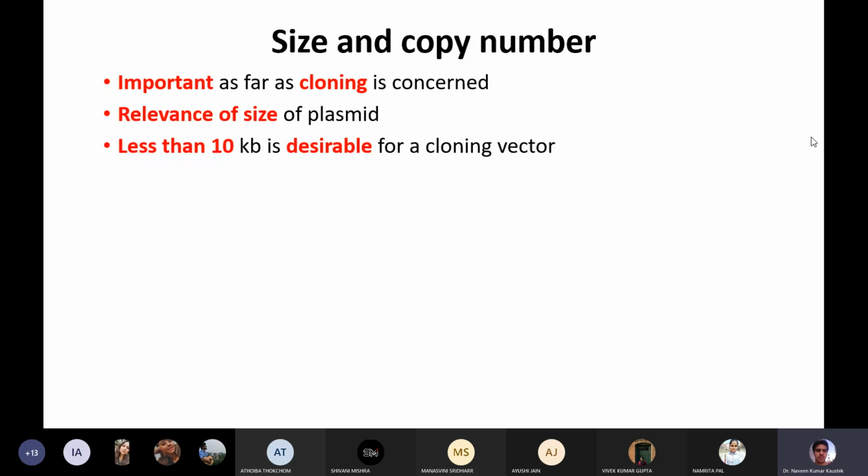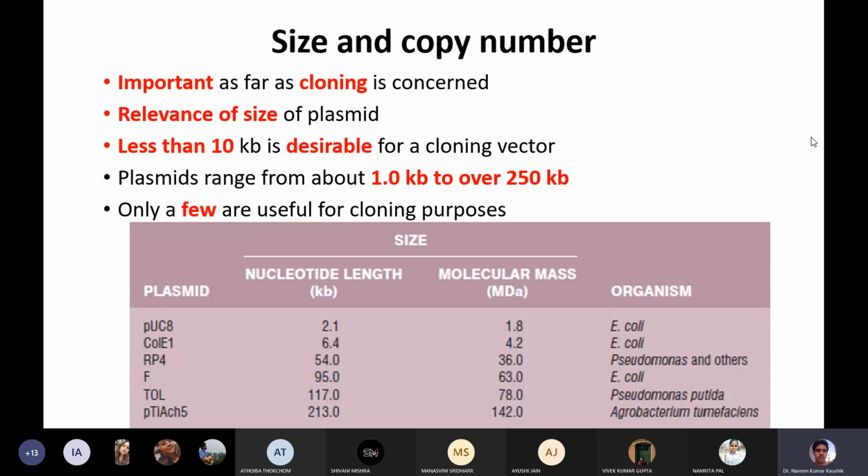Less than 10 kb is desirable for a cloning vector. If it is less than 10 kb, then you can load it. But when you talk about natural plasmids, they can exceed that size because they are present in their natural host. Plasmids range from about 1 to over 250 kb in size, and only a few are useful for cloning purposes. Very large ones, like 50 kb, we can't use.